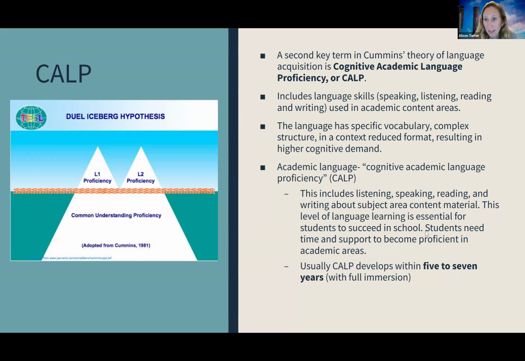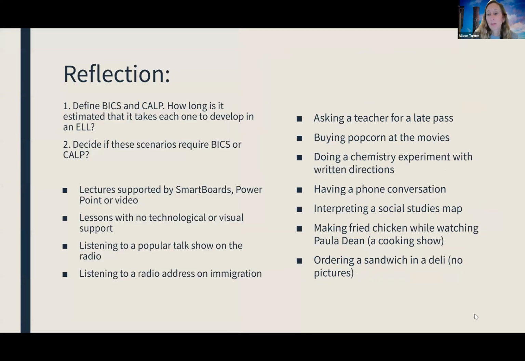Okay, CALP, you might be surprised to see this, with full immersion, usually develops within 5 to 7 years. That's a long time. And that's full immersion. So those are learners who come here and are in a K-12 school, let's say, 5 to 7 years to really develop their CALP. That's why continuing to build students' L1 is so important, because they should be reading and learning about content in their L1 and having conversations about that at home with their parents and with their loved ones. Okay, so there's a reflection about BICS and CALP that I want you to take some time to do.